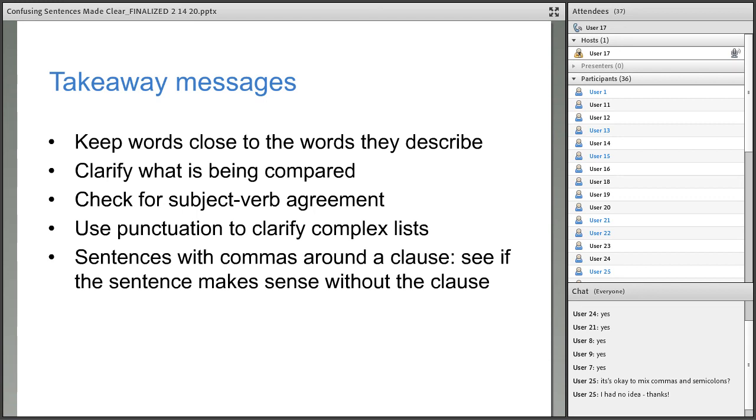For sentences with commas around the clause, read the sentence without the clause to see if it makes sense. If it does, wonderful. If it doesn't, delete the commas.